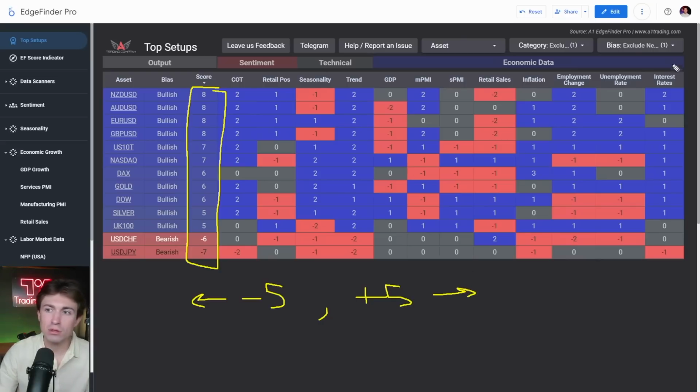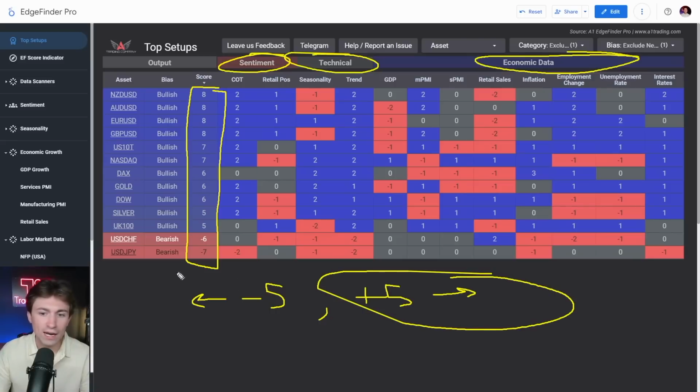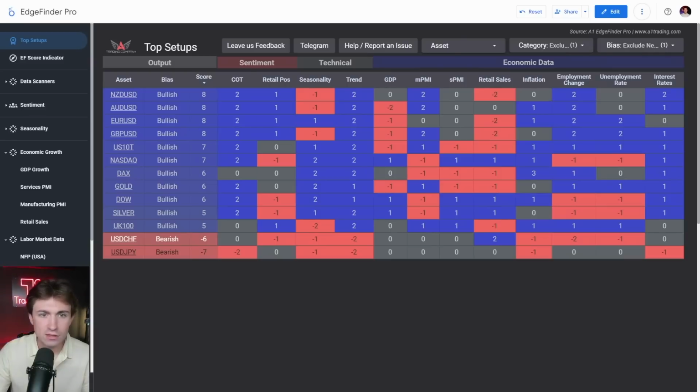And all that means is that when looking at all of the economic data, technicals, and sentiment data that the EdgeFinder considers, we want to see scores that are high or very low, giving us a general bias one direction or the other. So with that said, let's take a look at some of these charts that are currently shaping up. Yesterday, I talked about the euro and the pound.